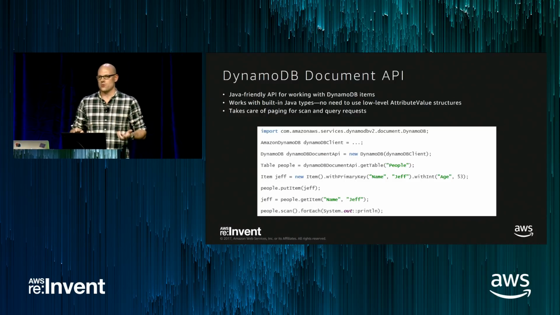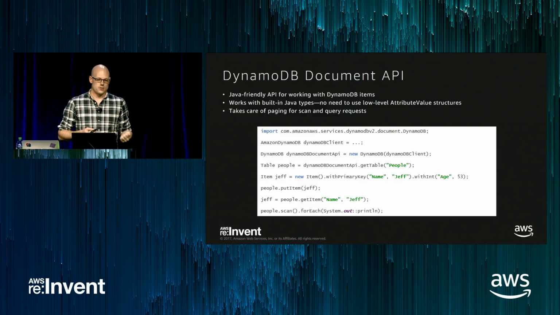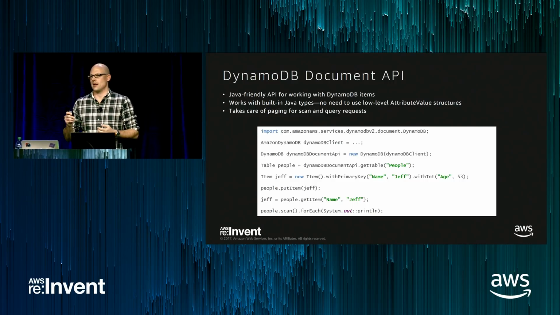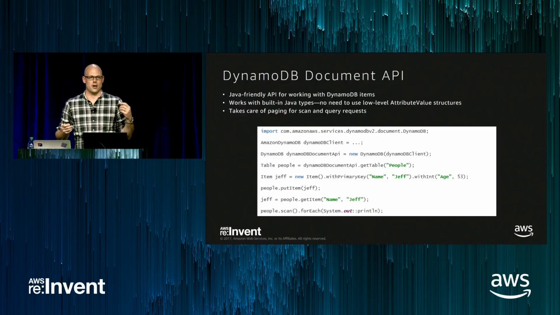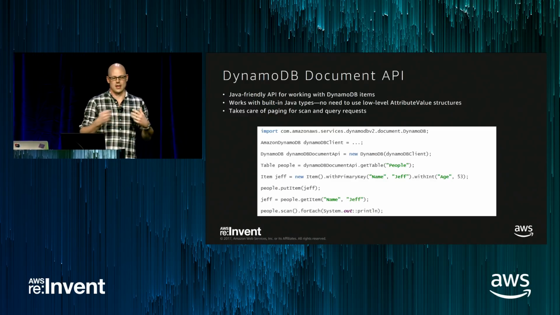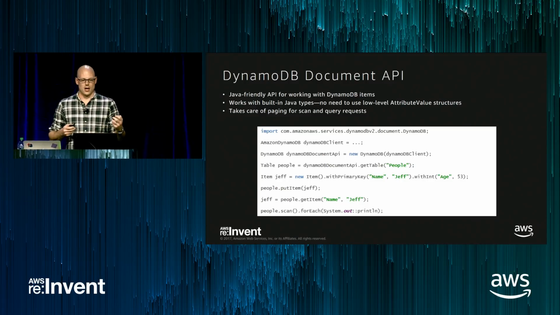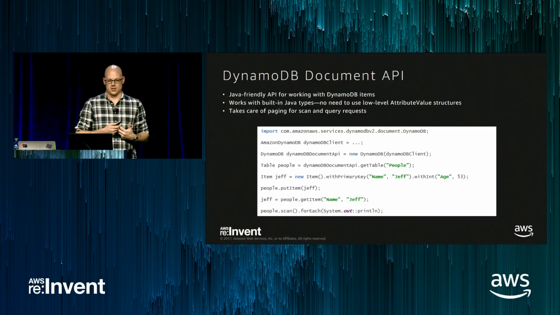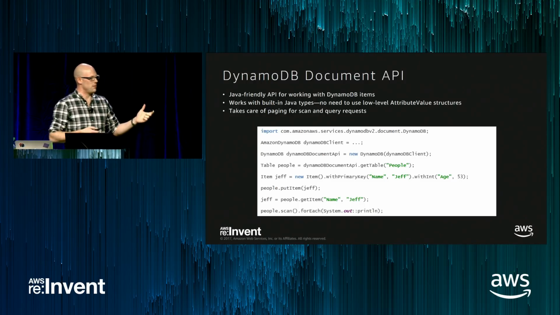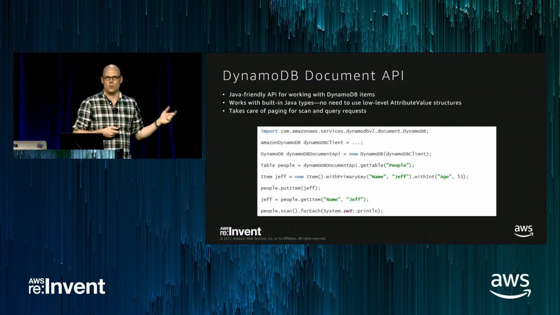And there's a few interesting properties about it. The first is that it's what I call a resource-based API. So rather than making operations on the top-level Dynamo client, like put item, where you have to specify a table and a key in the item and all that sort of stuff, you can call getTable, which is the middle line here, DynamoDB Document API.getTable, and I give it the people table, and that's going to give me a table object.